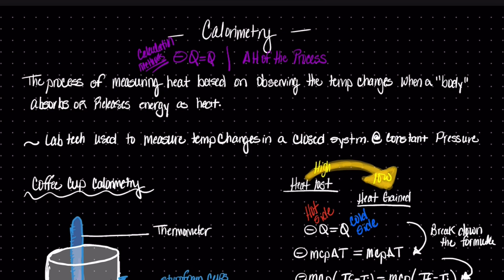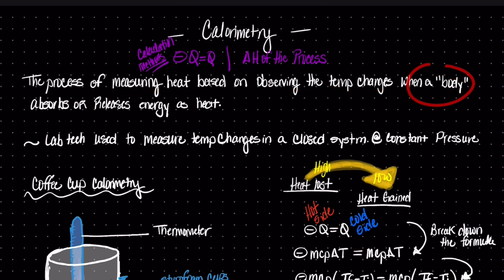We're going to be talking about calorimetry today as another part of our thermochemistry unit, or also known as negative Q equals Q or delta H of the process. These are two different ways to calculate calorimetry. And all calorimetry is, it's a process. So you're talking about a certain series of steps of measuring the heat exchange based on observing temperature changes.